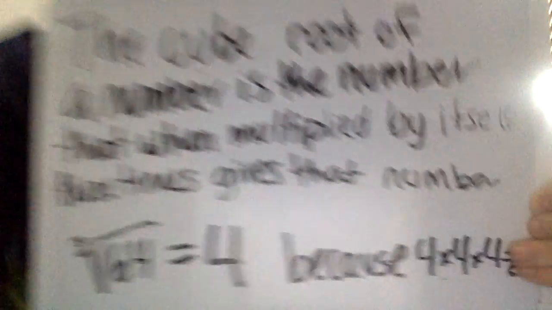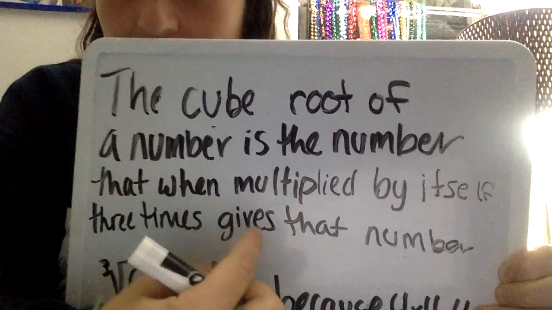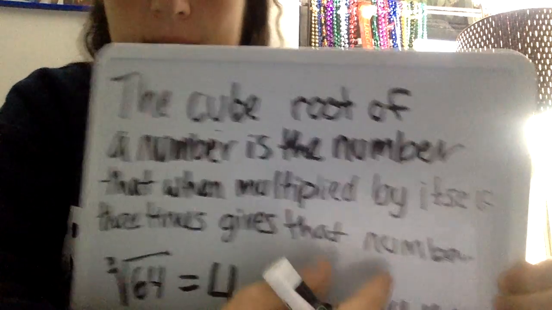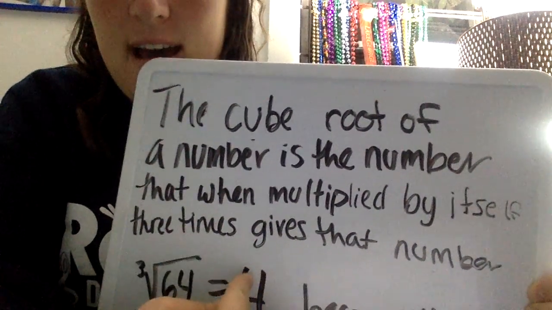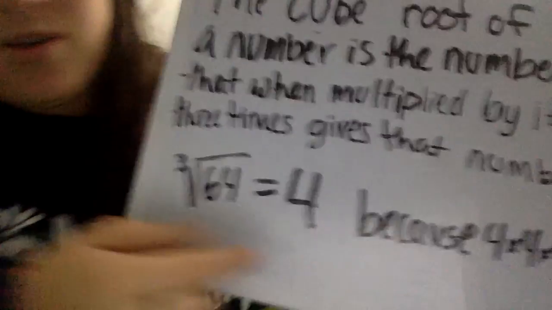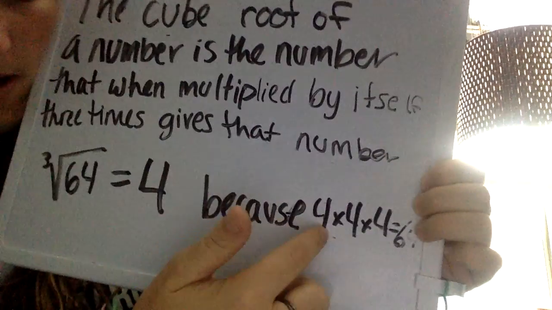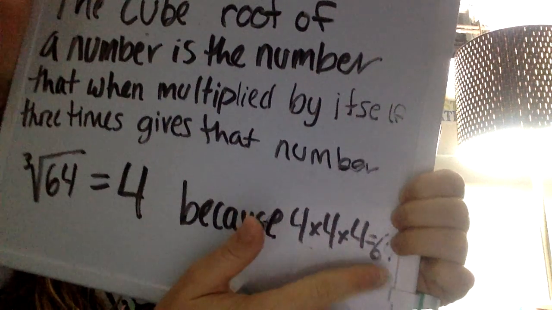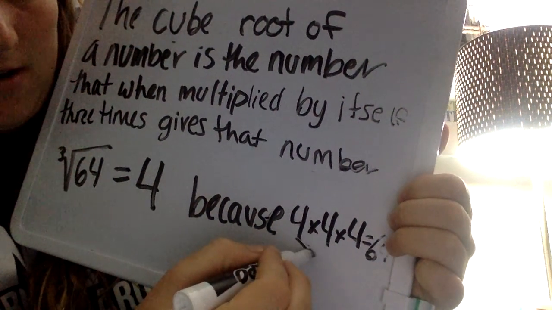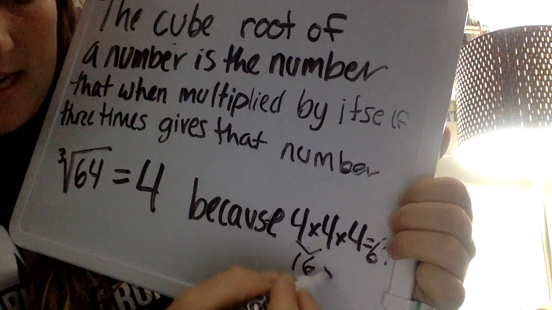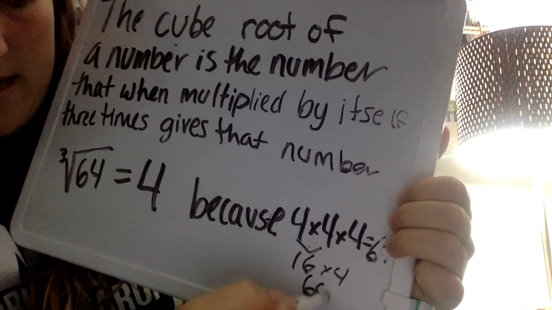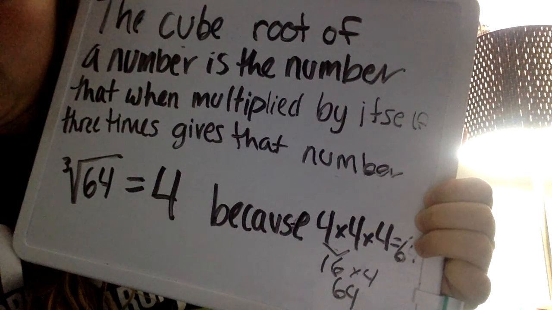All right, now for our second definition, we have cubed root. The cubed root of a number is a number that when multiplied by itself 3 times gives that number. So the cubed root of 64 is 4 because 4 multiplied by itself 3 times gives you 64. Remember, 4 times 4 is 16, times 4 is 64.